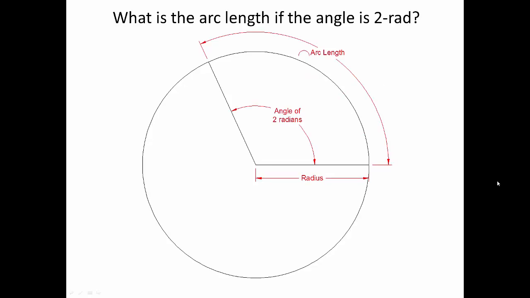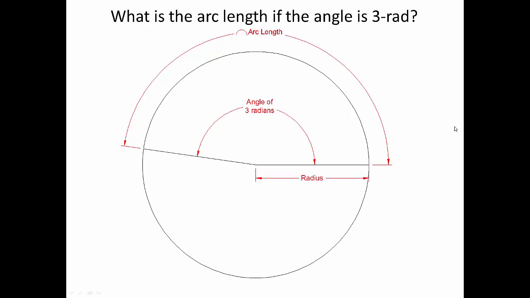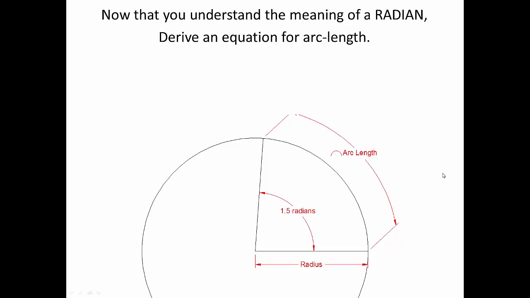What is the arc length if the angle is 2 radians? We said that 1 radian would give us an arc length equal to 1 radius, so 2 radians would give us an arc length equal to 2 radii. Likewise, what is the arc length if the angle is 3 radians? Well, if we have 3 radians, then the arc length has to be 3 of the radius. So, knowing those relationships and understanding the meaning of a radian, can we come up with an equation for the arc length? Yes. The arc length is simply the angle in radians times the radius.